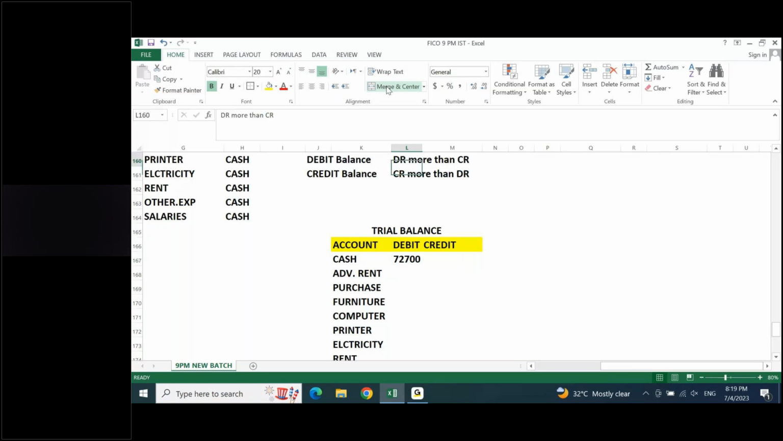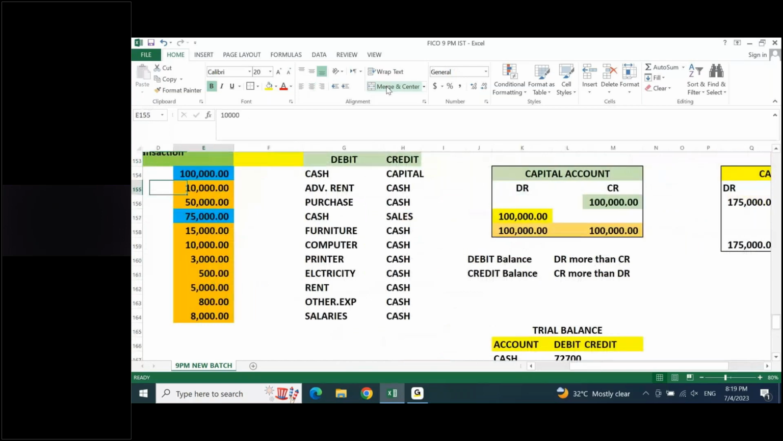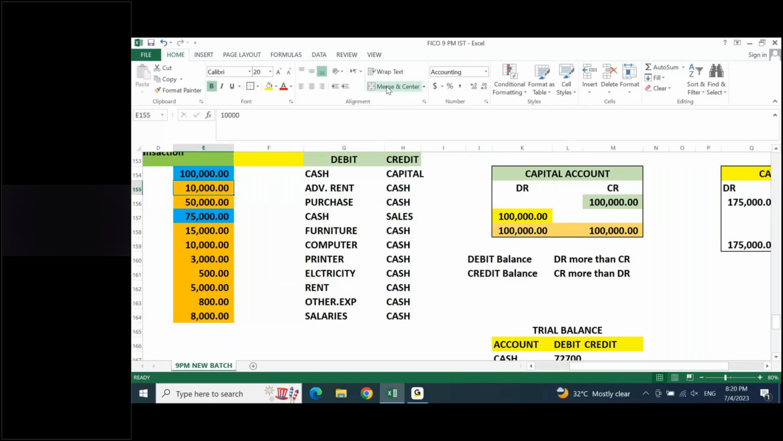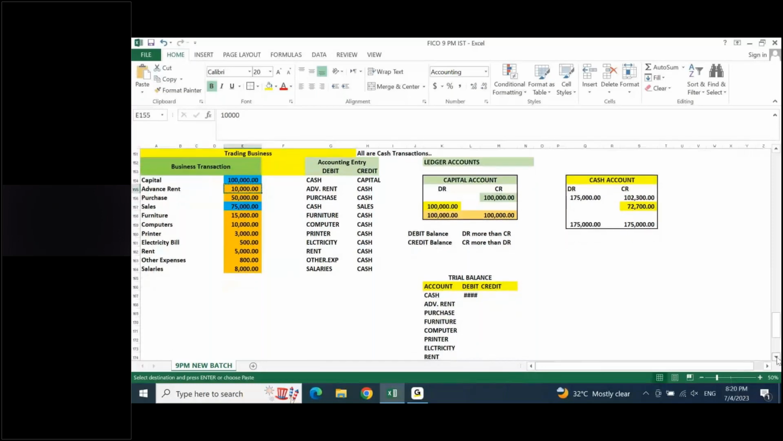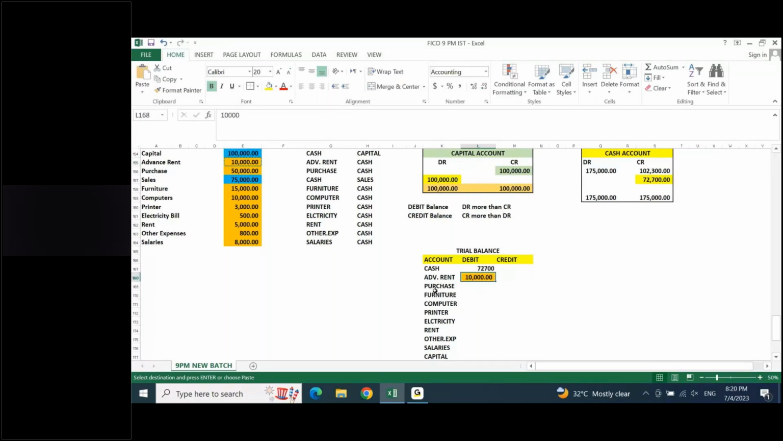Next one, advance rent. Advance rent is how much? 10,000. Let me minimize this so that it will be easy to copy paste. So I'll put 10,000 here. Next one is purchases. Purchases has a debit balance of 50,000. I am directly taking it because for debit we put a different color.